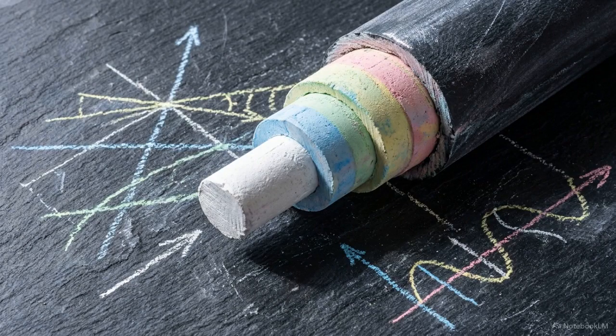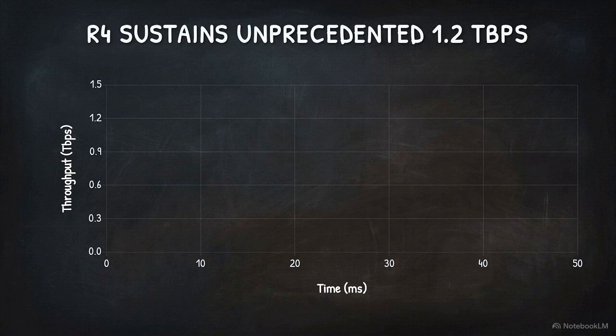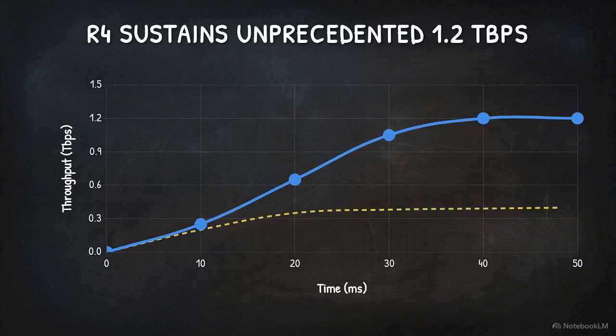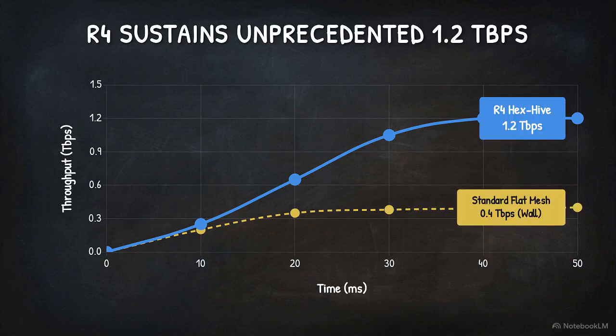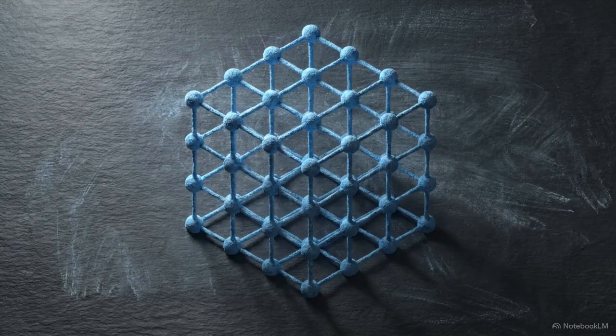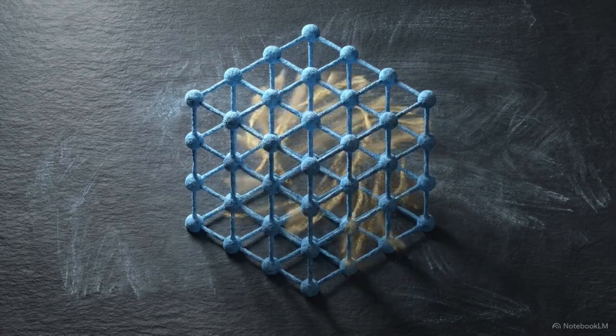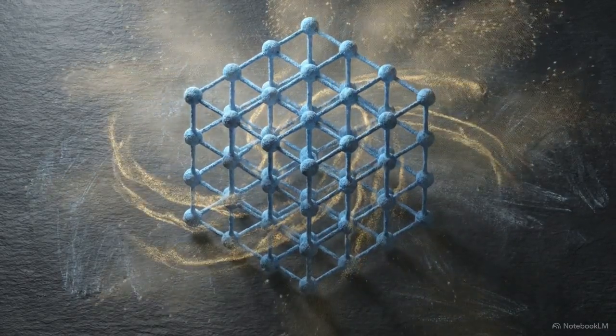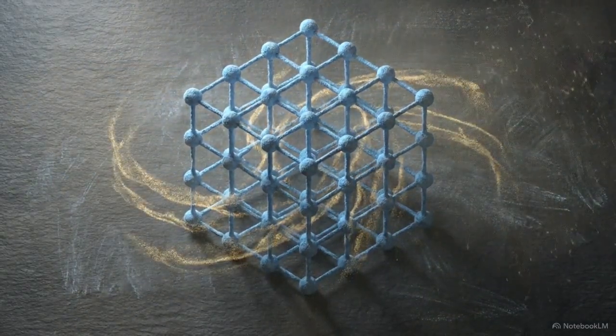This prime-aligned addressing creates a collision-free substrate, allowing the system to sustain 1.2 terabits per second, a throughput that standard clock speeds and flat geometries cannot reach. By escaping the one-dimensional number line, we find that the perceived chaos of primes is actually the rigid structural order required to coordinate high-dimensional data.